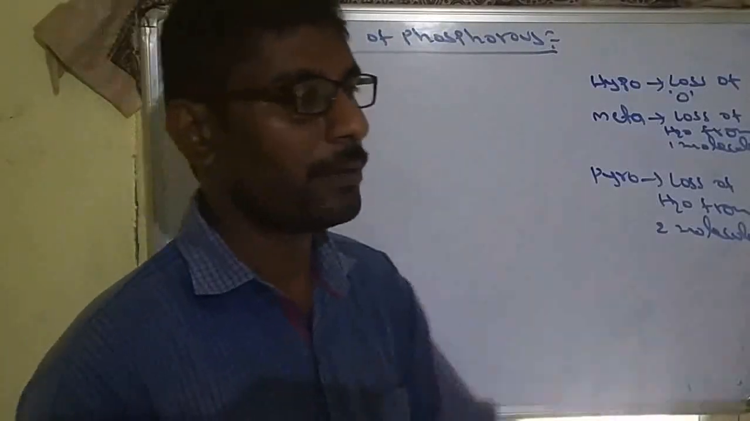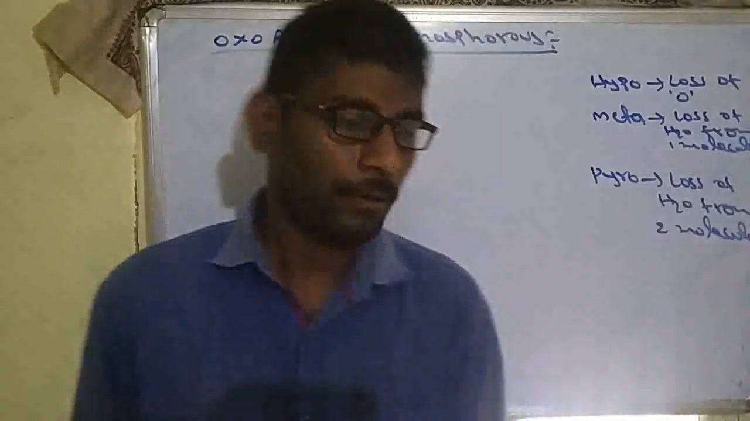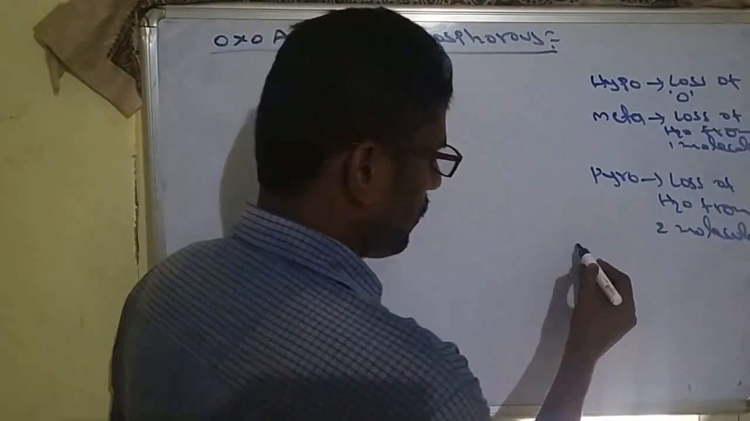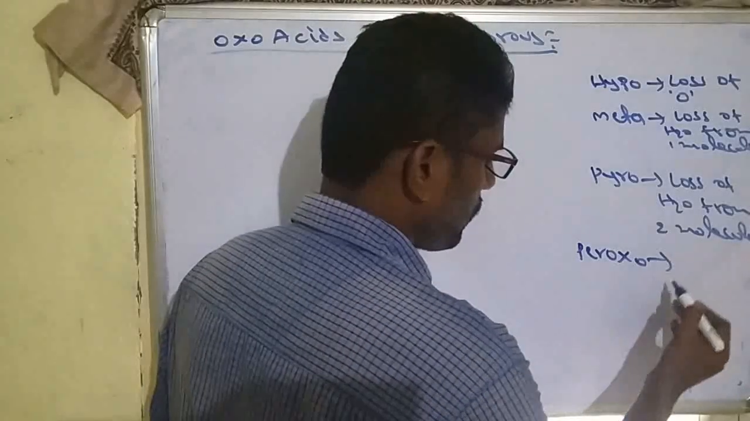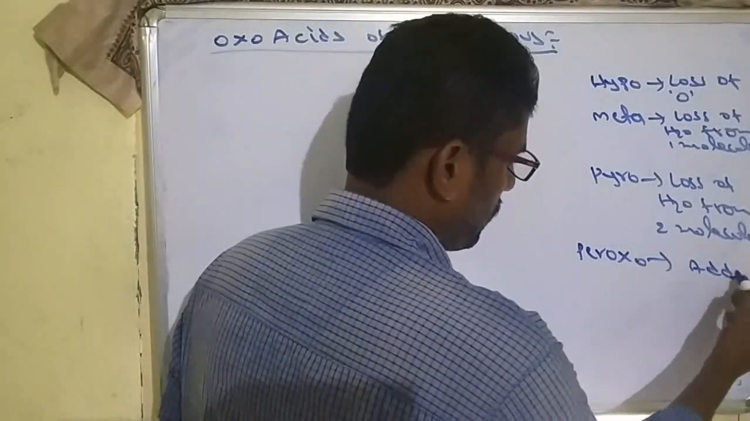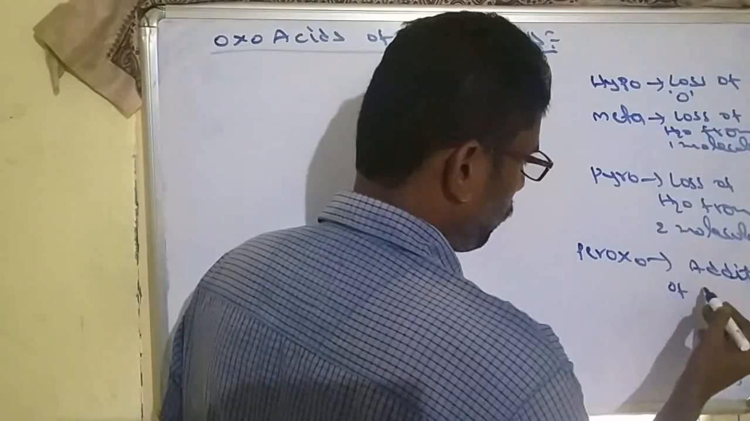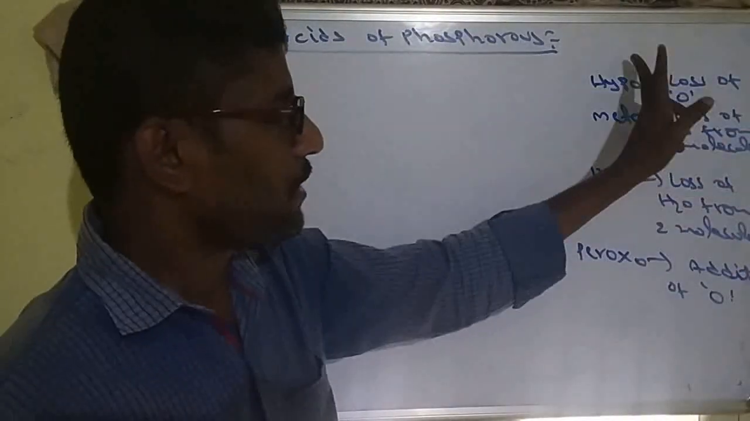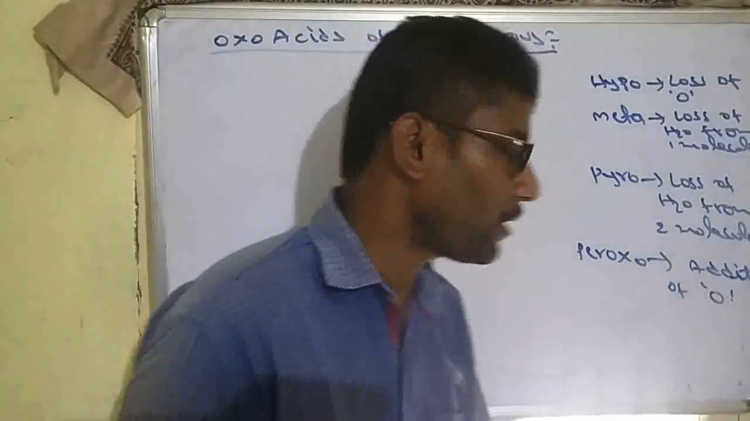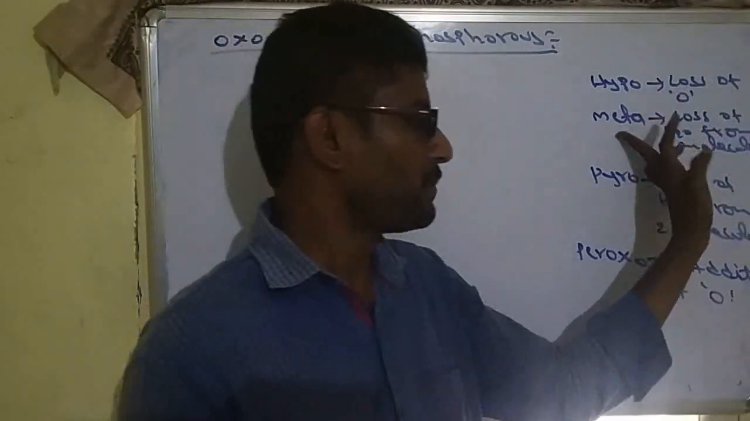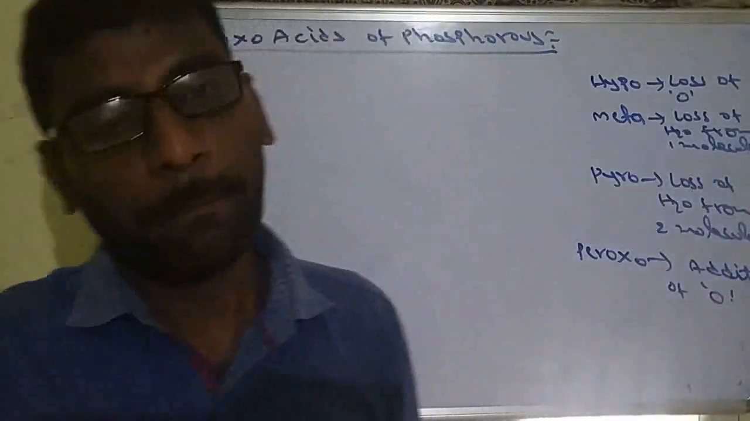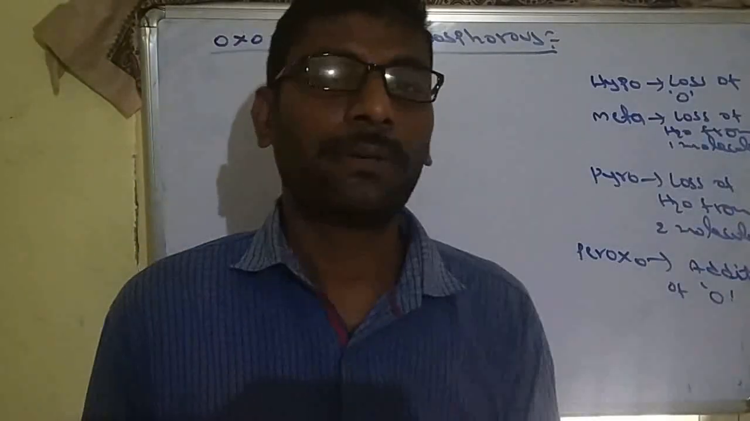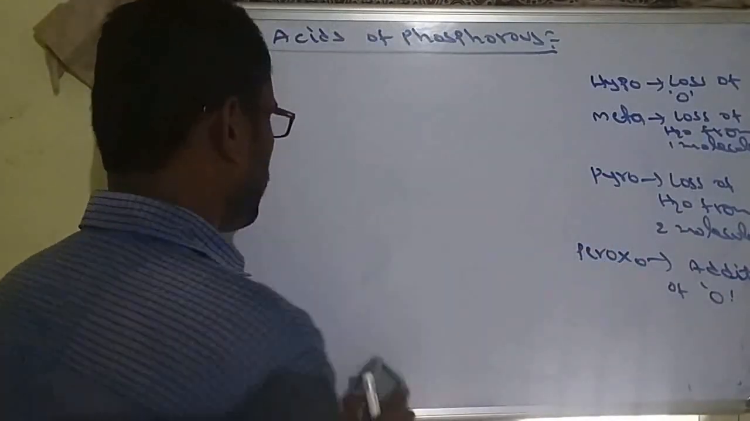From two molecules we are removing water, that is called pyro. From one molecule we are removing water, that is called meta. Similarly, the last one is peroxo. Peroxo means addition of oxygen. Removal of oxygen is hypo, addition of oxygen is peroxo. From one molecule water removal is meta, from two molecules water removal is pyro. So just remember these four statements, so it will be easy for the oxo acid study. So these are the important points.